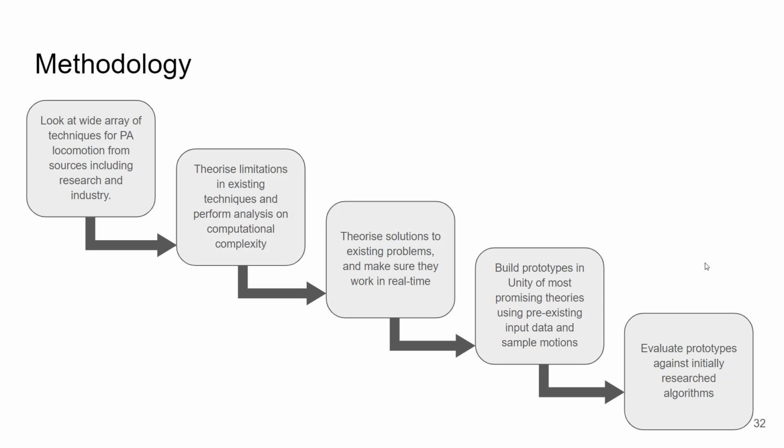3. Theorize solutions to existing problems and make sure they work in real time. 4. Build prototypes of the most promising theories. We'll implement the original procedural animation system and a version with our proposed solution to compare. We'll do this in the Unity game engine since it is a powerful 3D engine and we'll have experience with it on the team. 5. Evaluate prototypes against initially researched algorithms. Determine whether our theories improve the efficiency and realism of procedural animation.